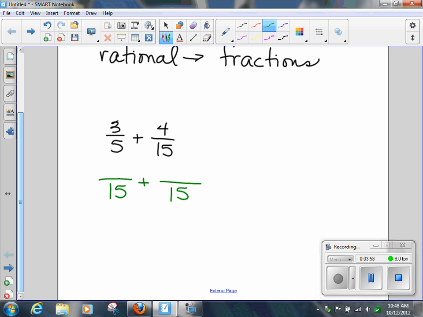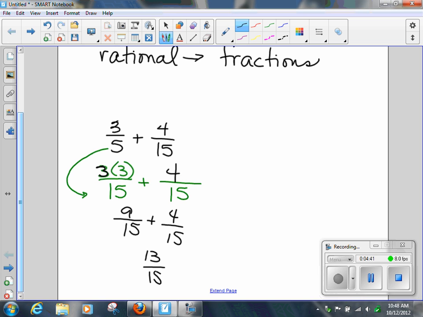How did I change 5 to 15? I multiplied by 3. So if I multiply it to the bottom, I have to multiply it to the top. This 3 is coming straight down, and then I'm multiplying my 3 in green, which is the 3 that I multiplied to 5, because what I do to the bottom, I have to do to the top, right? Does the second fraction have to change at all? No. We leave it 4/15. We get 9/15 plus 4/15, and we get 13/15 as our answer. Then we reduce if possible, but that can't be reduced, right? You guys remember how to do this, right?